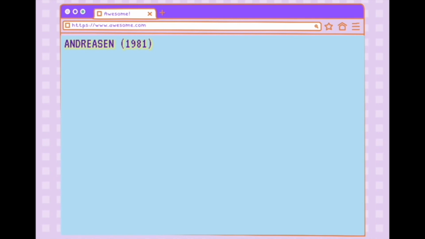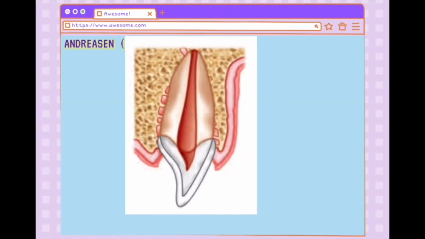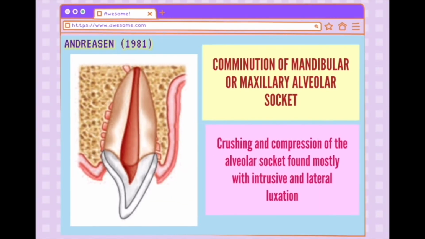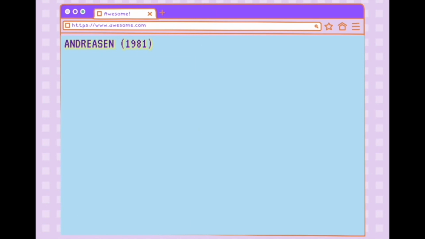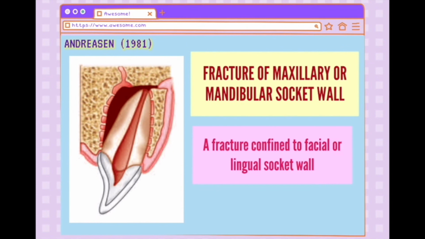The third category is injuries to supporting bone. The first one is comminution of mandibular or maxillary alveolar socket. It is the crushing and compression of the alveolar socket found mostly with intrusive and lateral luxation. Fracture of maxillary or mandibular socket wall. It is a fracture confined to facial or lingual socket wall.